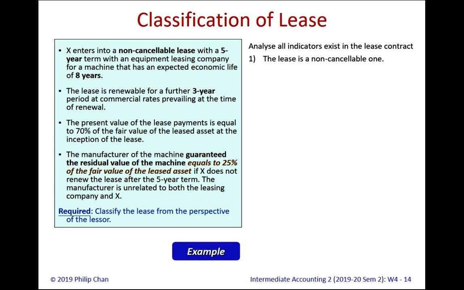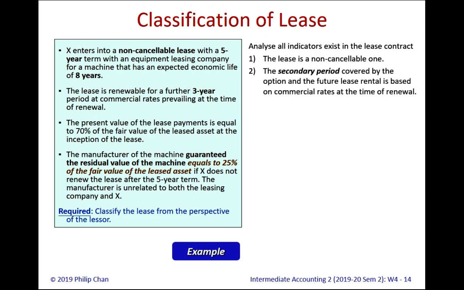So if we are going to give commercial rates, okay, that would be based on the time of renewal, then in fact that rate would not be beneficial or would not be a bargain rate. Then we can simply say that in fact the secondary period would not be offering a favorable rent. Then it is unlikely that the lessee will lease it. Okay, and so now we know that the lease term would not be 8 years, it would be just 5. So we can then simply compare lease term 5 with the economic life.